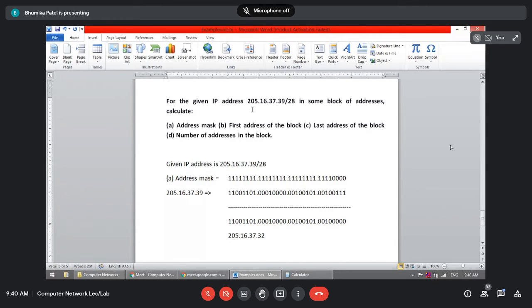Okay, so that is the first address of the block. So it is the first address of the block. Okay, so that is the first address.